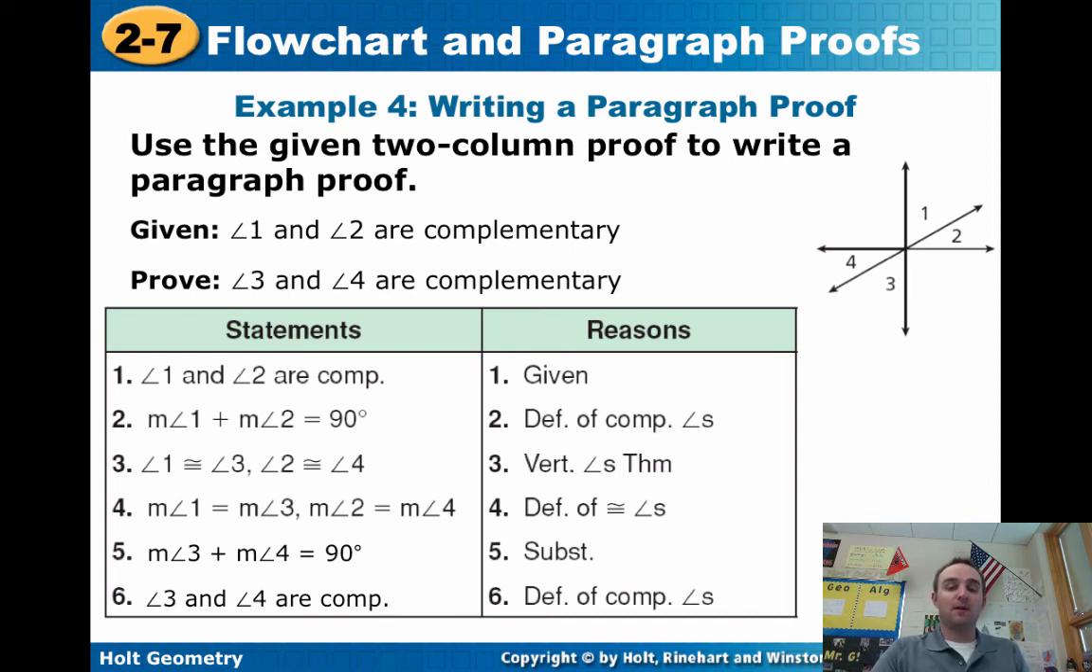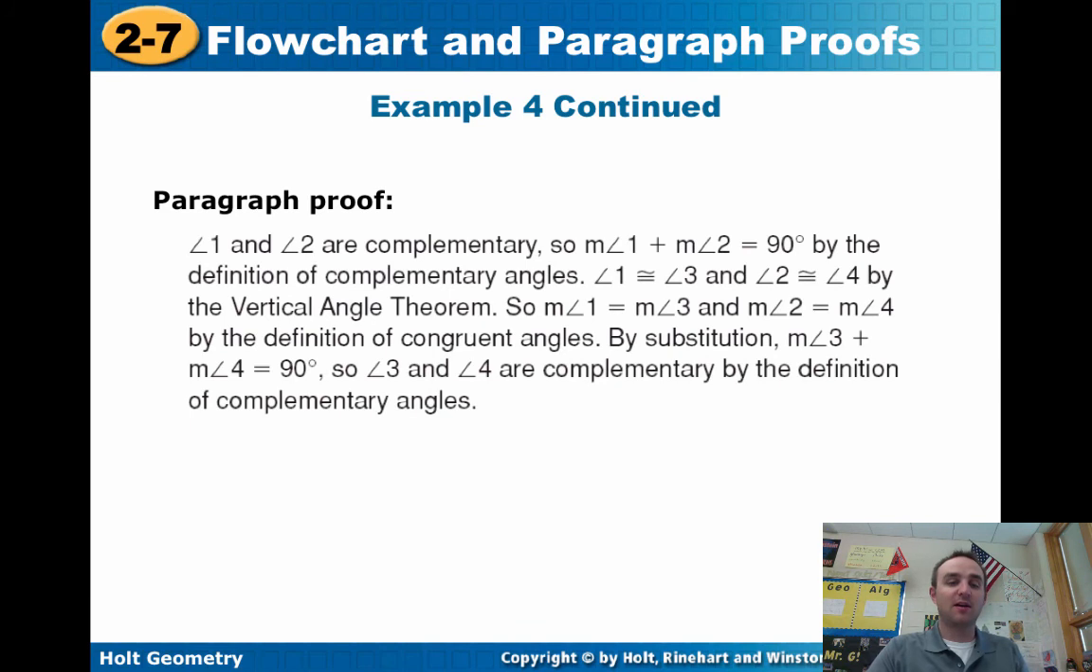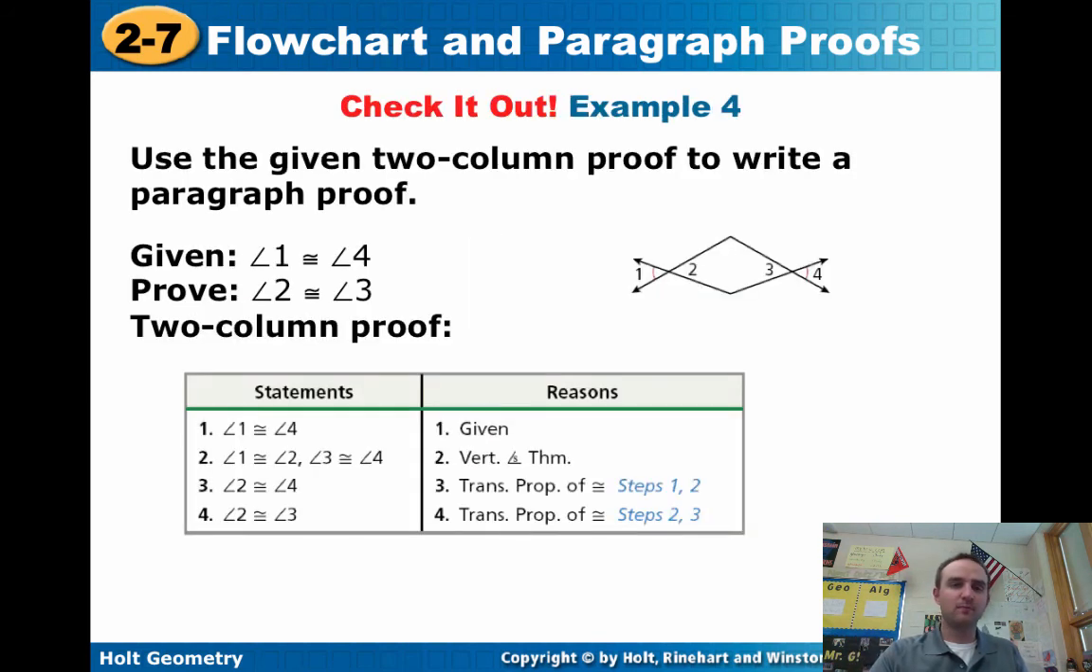We could then say, by the vertical angles theorem, 1 is congruent to 3, 2 is congruent to 4. By the definition of congruent angles, that means, okay, you get the point. We're making it flow a little bit, putting transition words in there. If you take a look at their paragraph proof, it's very similar to what I was saying. You can point to each sentence here, and each sentence really is a new step that we saw in that 2-column proof.